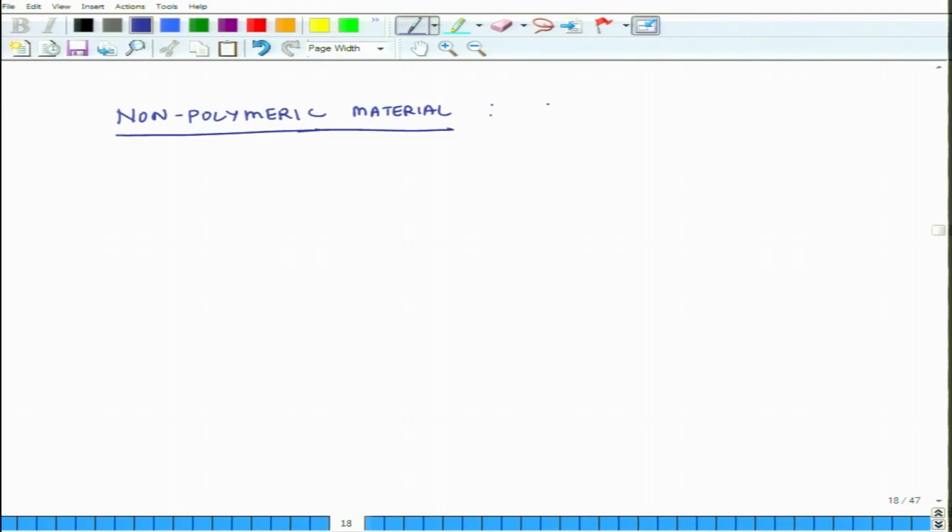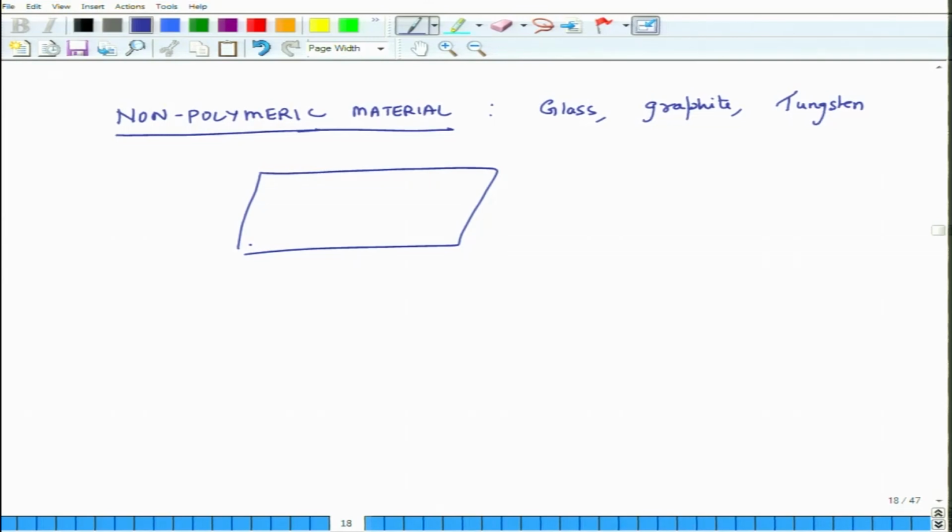Examples would be glass, graphite. We also saw the example of tungsten, and so on and so forth. Now, if you look at the bulk material and you make a cross section of it and you look at it very closely, what you will find is that in the bulk material there are very small flaws, defects. These defects could be anything.